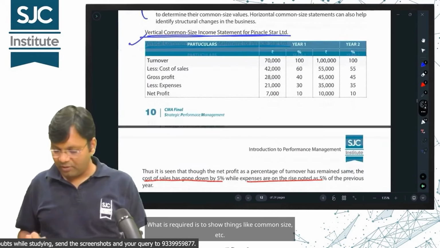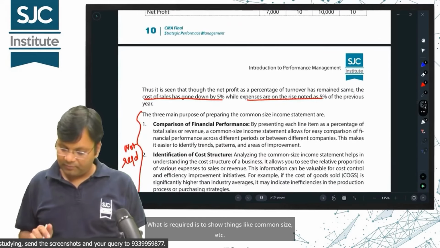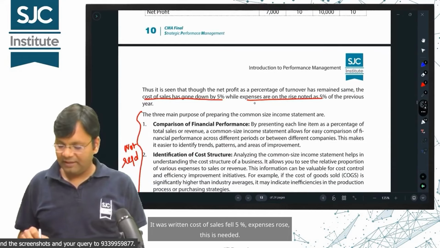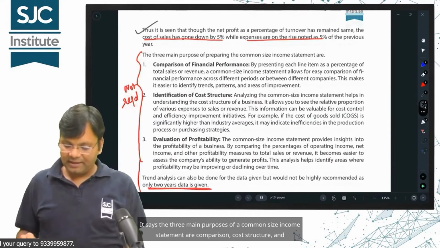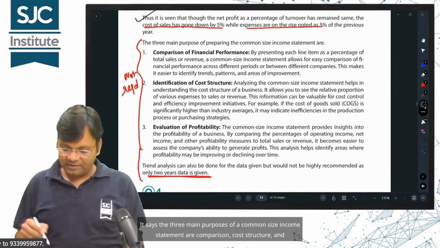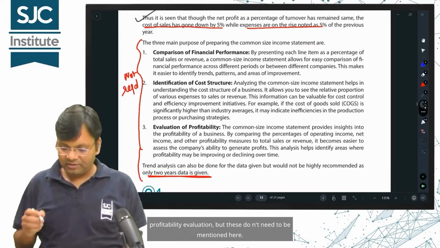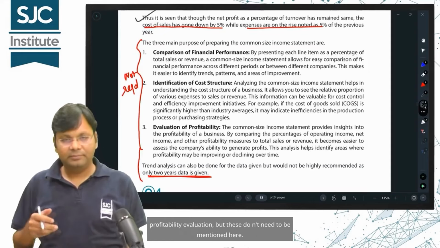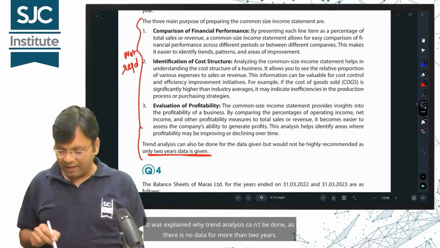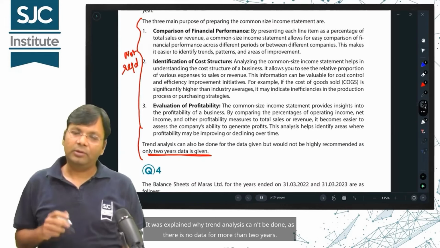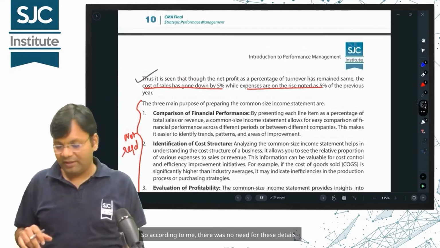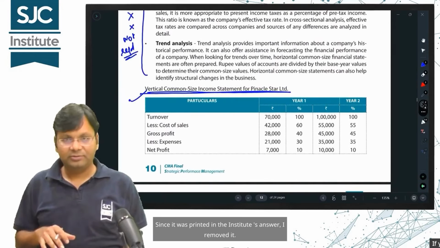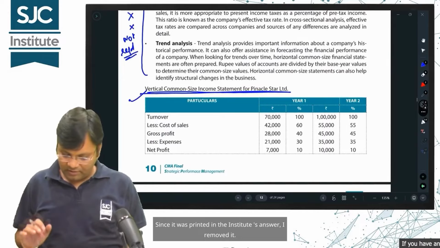What is required is to show things like common size, etc. It was written cost of sales fell 5%, expenses rose. This is needed. This is also fine. It says the three main purposes of a common size income statement are comparison, cost structure, and profitability evaluation, but these don't need to be mentioned here. It was explained why trend analysis can't be done, as there is no data for more than 2 years. So according to me, there was no need for these details. Since it was printed in the Institute's answer, I removed it.